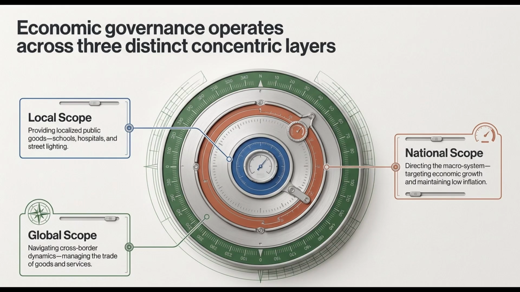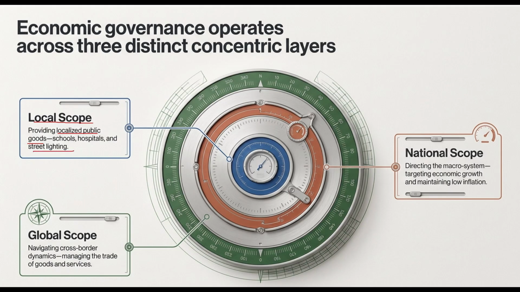So, the three layers of economic governance. What are the three layers? Economic governance operates at three levels, right? At the local level, government provides services like schools, hospitals, and transportation. So we have the local scope: providing localized public goods, schools, hospitals, and street lighting.